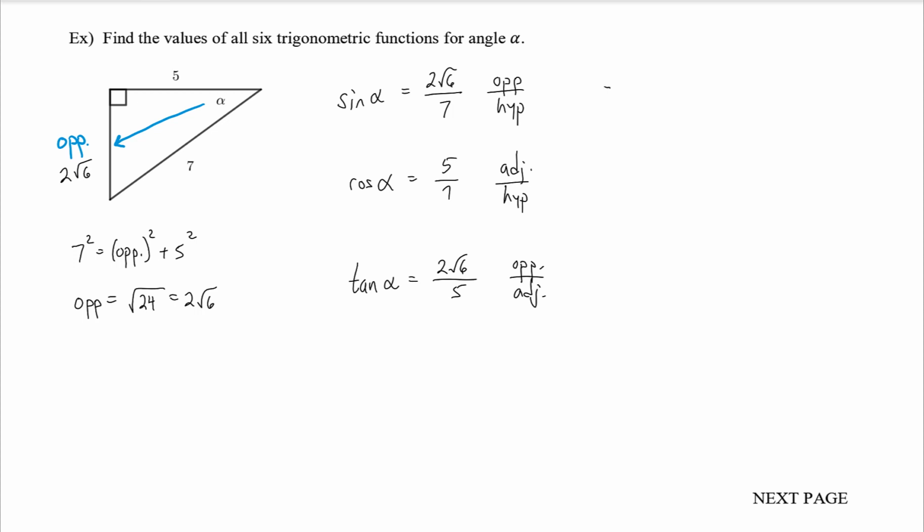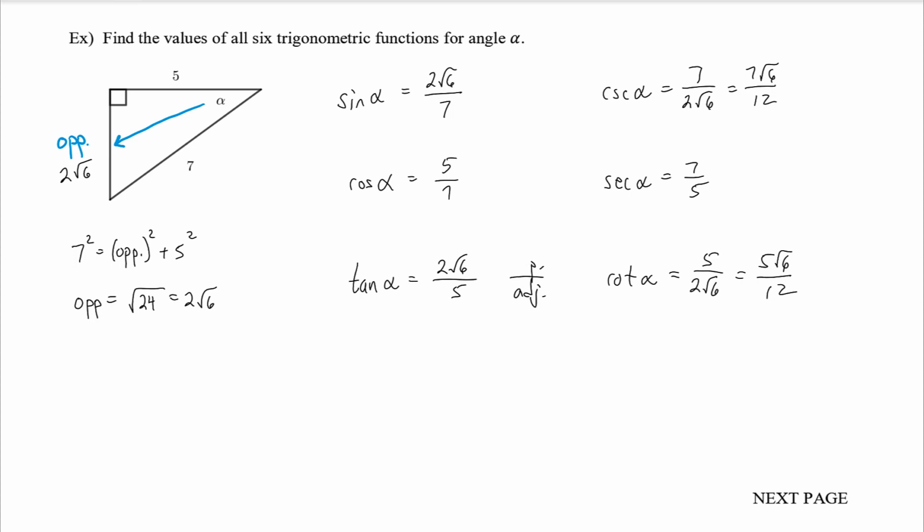So cosecant of whatever that angle is, is 7 over 2 root 6, which is 7 root 6 over 12. And then secant is 7/5. And then cotangent is 5 over 2 square root of 6, which is 5 square root of 6 over 12. So there's all 6 ratios.